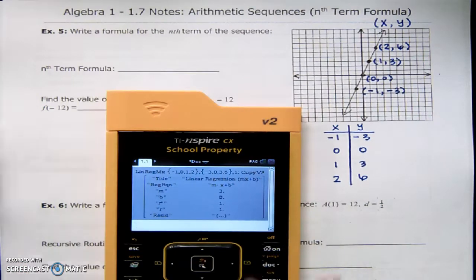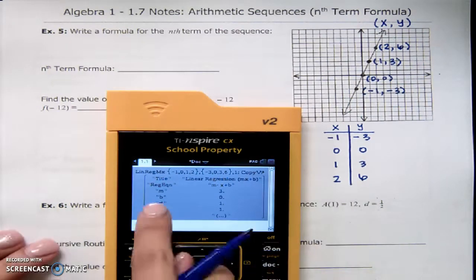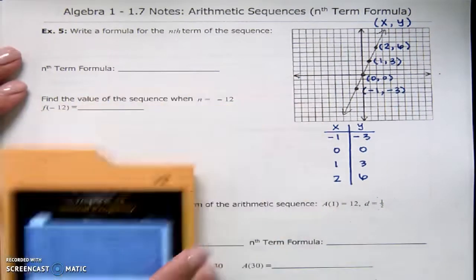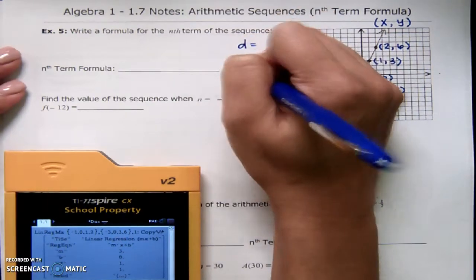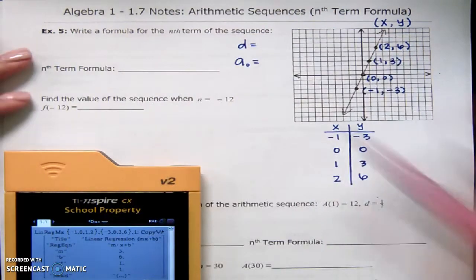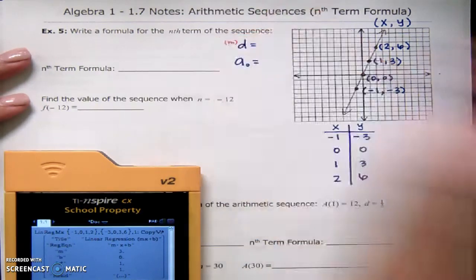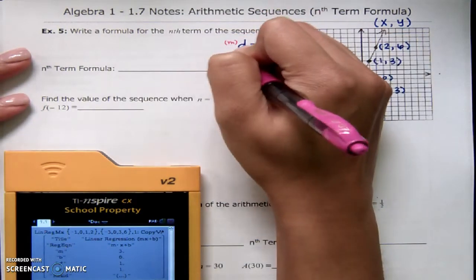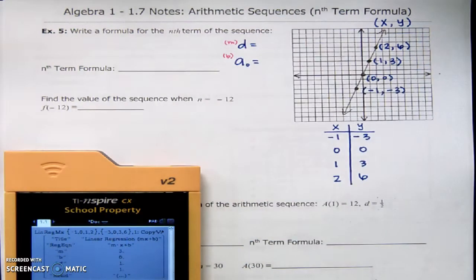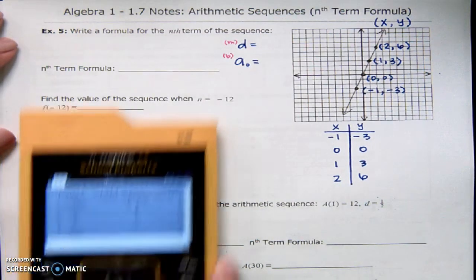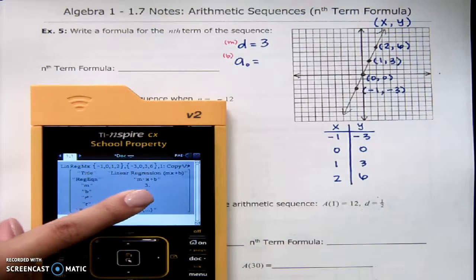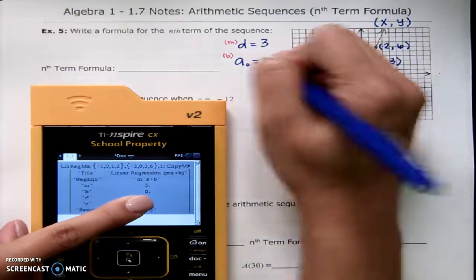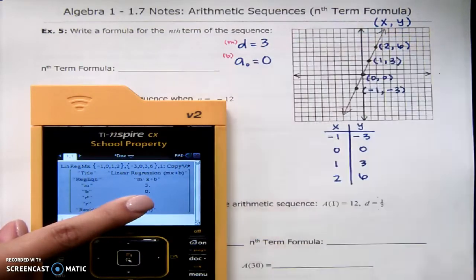Remember, M is the same as D, or the common difference, and B is the same as a sub 0. So D equals, a sub 0 equals. D is the same as M in our calculator, and a sub 0 is the same thing as B in our calculator. So the calculator tells me that M is 3, so therefore D is 3. And it tells me that B is 0, so a sub 0 is 0.